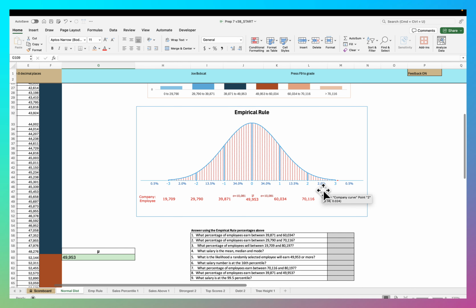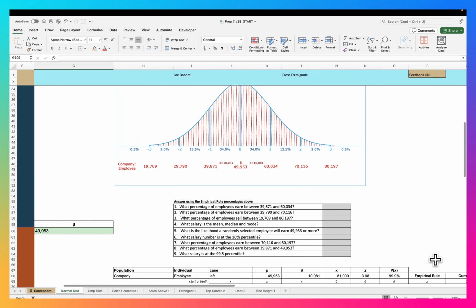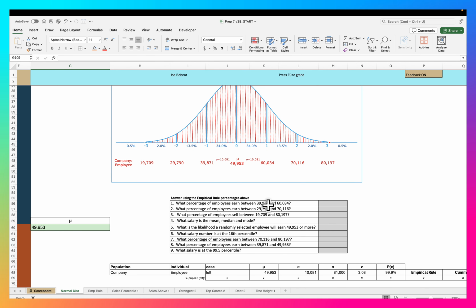So we can use this to actually answer questions about the distribution, even if we don't have the original data. If the only things we have are these two numbers, the mean and the standard deviation, we know a lot about the distribution and can answer these questions. So let's go ahead and do it. What percentage of employees are between 39,871, that's 1 standard deviation, and 60,034, that's 1 standard deviation this side? So it's between these 2 standard deviations. That's 34 plus 34%, 68.